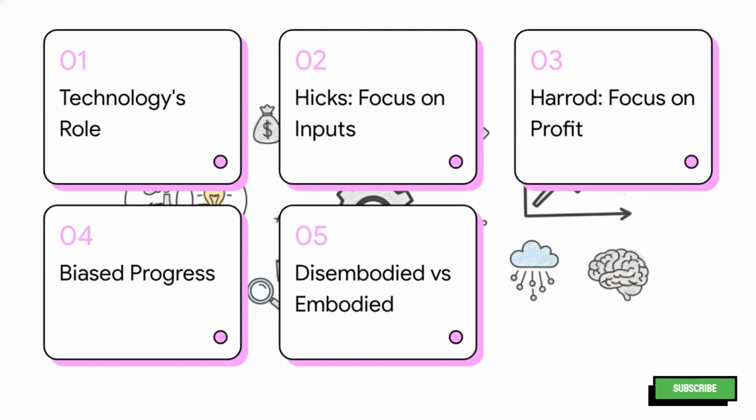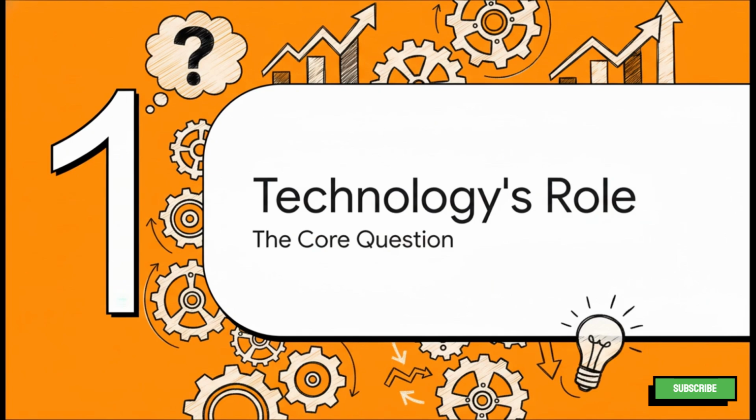All right, so here's our game plan. We'll kick things off with the basic role of technology, then we'll look at two classic models from economists Hicks and Harrod. After that, we'll explore what happens when progress isn't so neutral, and we'll wrap up with a really interesting modern debate on where technology actually comes from. So let's start at the very beginning with the most fundamental question of them all.